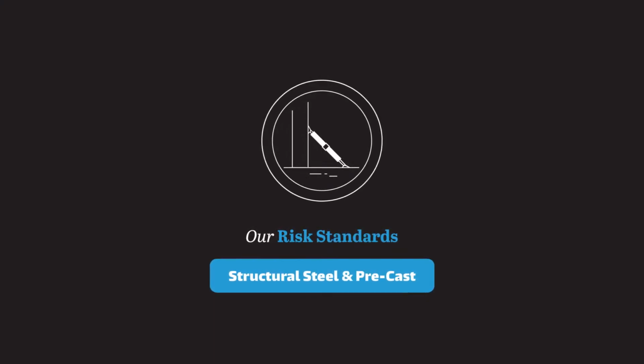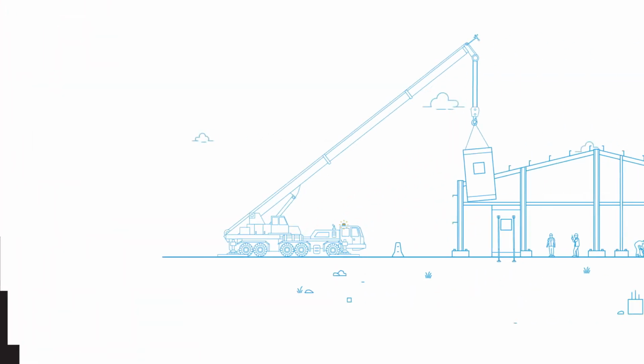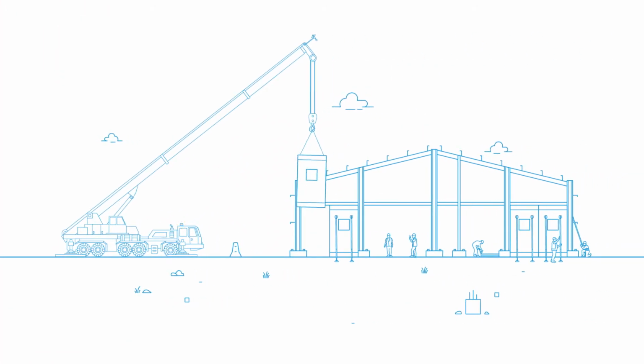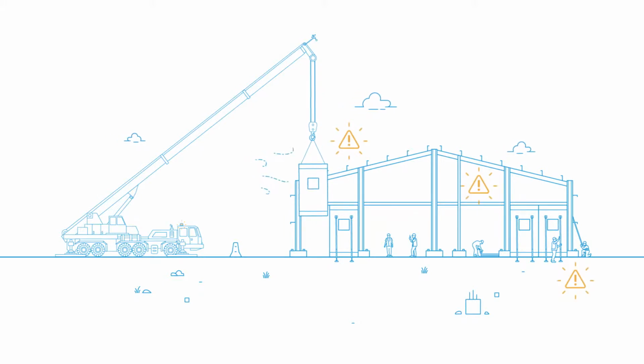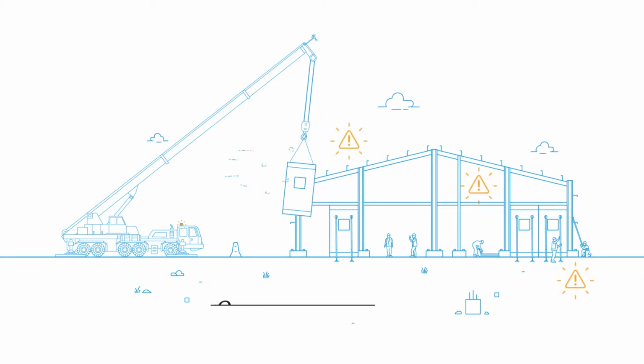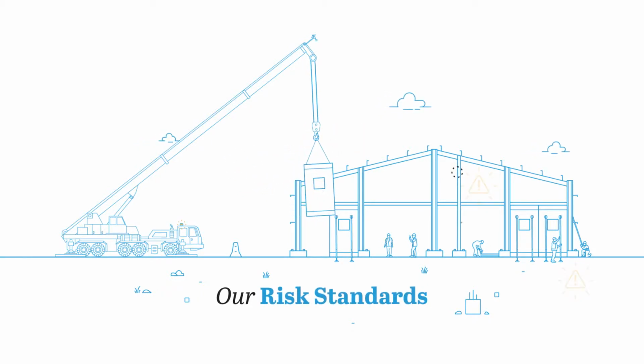Structural steel and precast. Structural steel and precast elements are critically important to our work. Poor design, tampering or unintended contact with temporary supports can result in collapse or failure. Our risk standard aims to prevent collapse or failure of structural steel or precast.